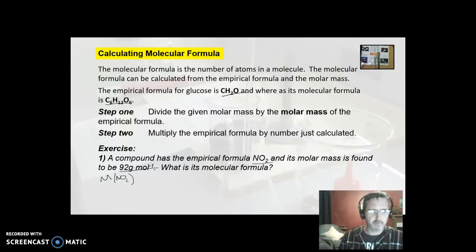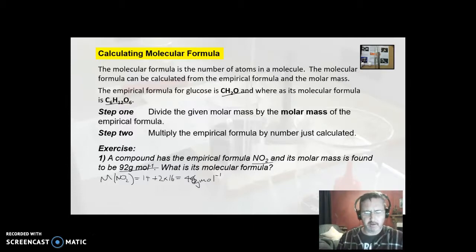What is the molar mass of NO2? So that's 14 plus 2 times 16, equals 46 grams per mole. Sorry, 46 grams per mole. And then the next step we do is, I want to find out how many times bigger, or what ratio I have to multiply my empirical formula by to get my molar mass.